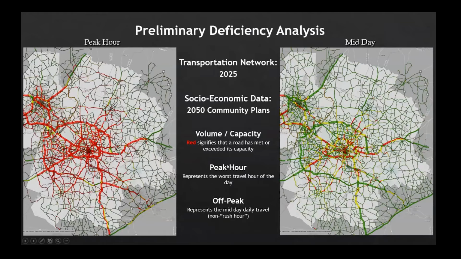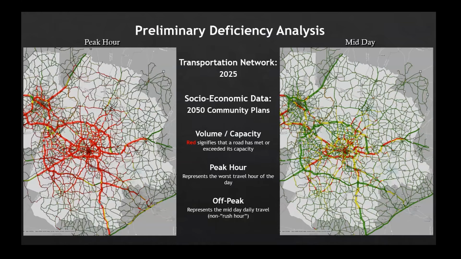Thanks, Andy. Hi, I'm Shelby Powell with the Capital Area MPO, and I'm just going to go through a few of these pictures with you that show the outcomes of the scenario work that Andy has just described. To orient you with what you're looking at here, on the left-hand side of the screen is the peak hour travel traffic, and on the right side of the screen is the rest of the day, the non-rush hour traffic.